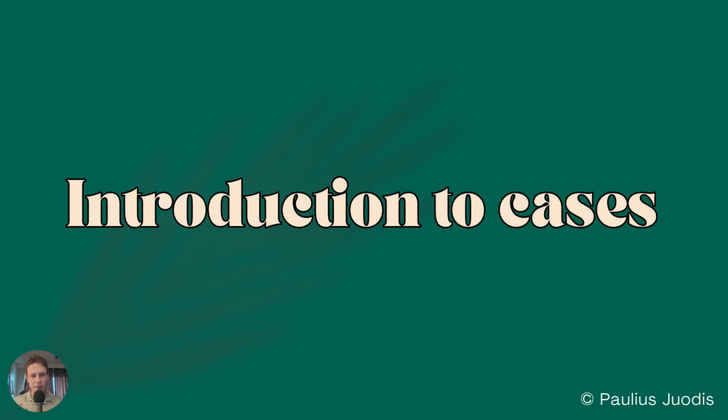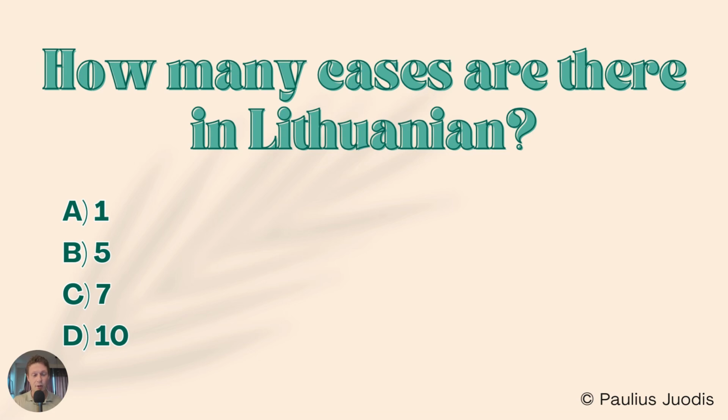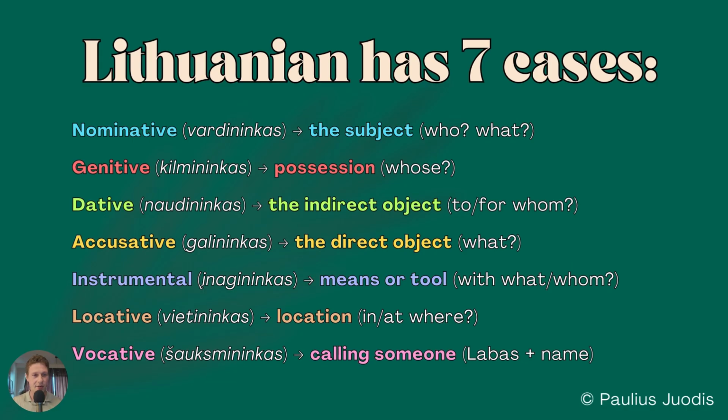So I would like to give you a short introduction into cases. For those who don't know much about the Lithuanian cases, the first question is, well, how many cases are there in the Lithuanian language? The answer actually is seven. So we have seven different cases. These cases are called the nominative, the genitive, the dative, the accusative, the instrumental, the locative, and the vocative.